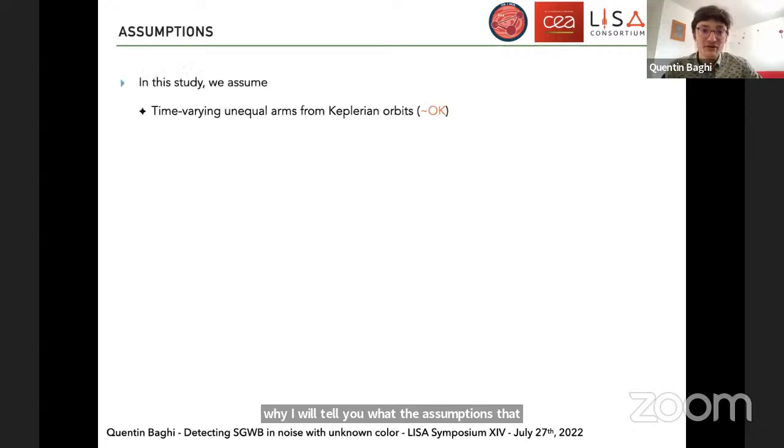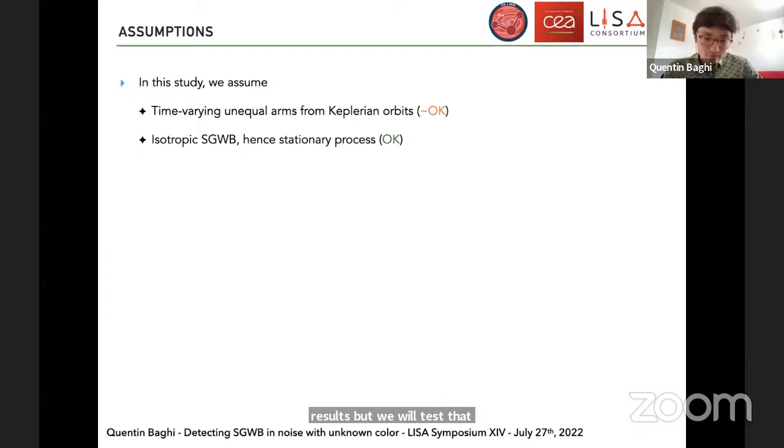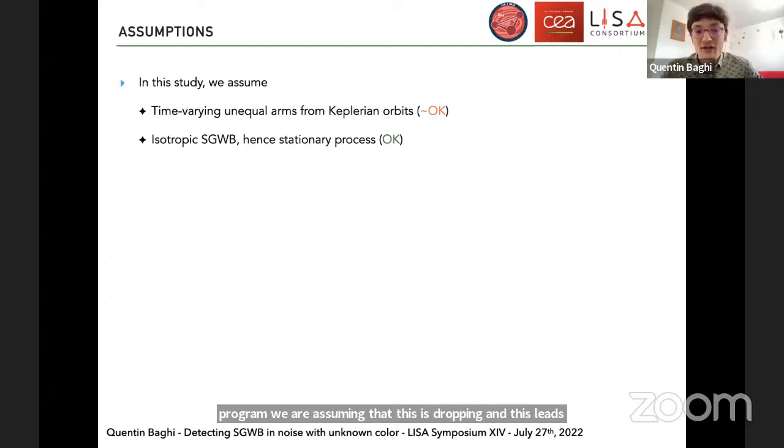So first of all, we're using a time-varying unequal arms constellation where the satellites follow Keplerian orbits. So this is okay. We don't think that using more realistic orbits provided by ESA will significantly change the results, but we will test that. Also, we are using an isotropic stochastic gravitational wave background. We are assuming that this is isotropic, and this leads to an approximately stationary process. That's related to Stefano's question, actually, but I will talk a little bit more about that.